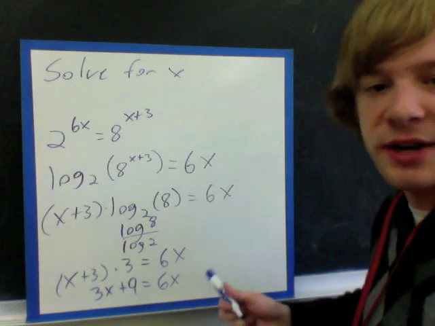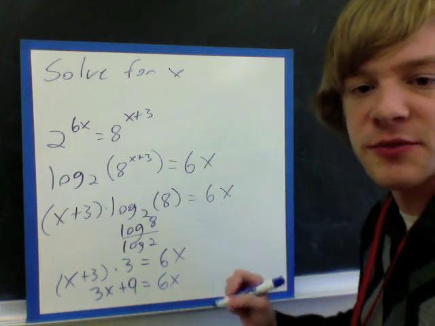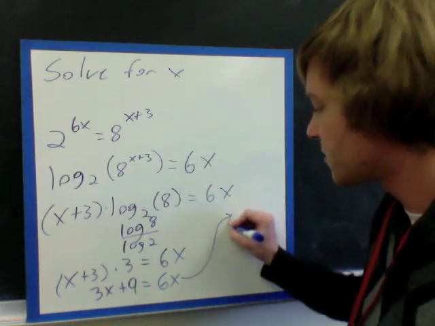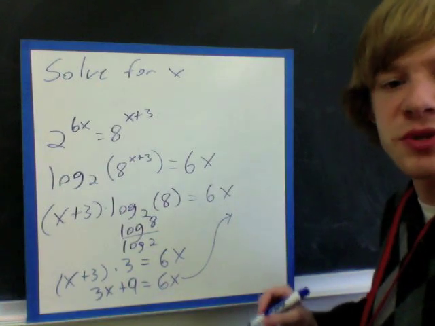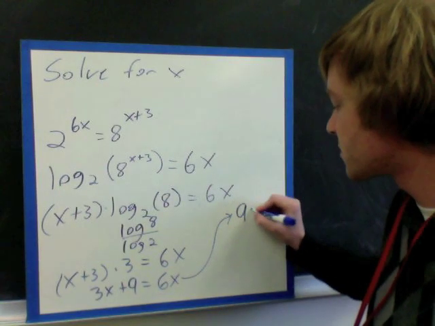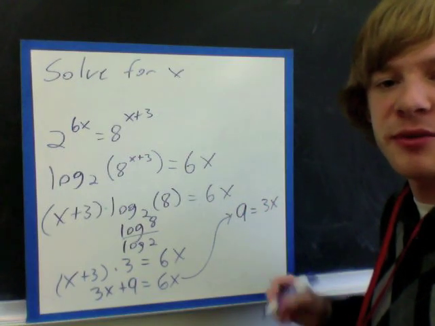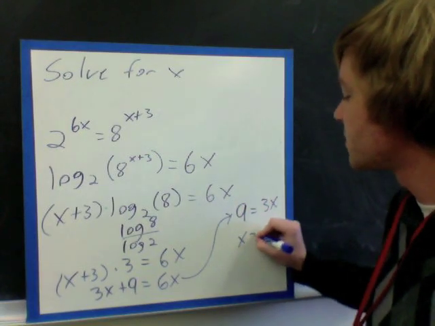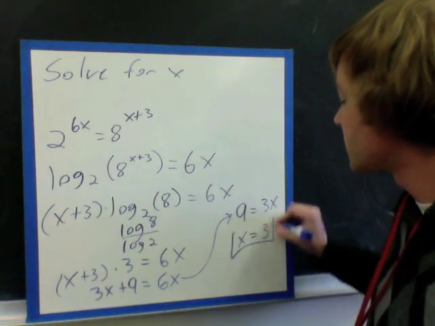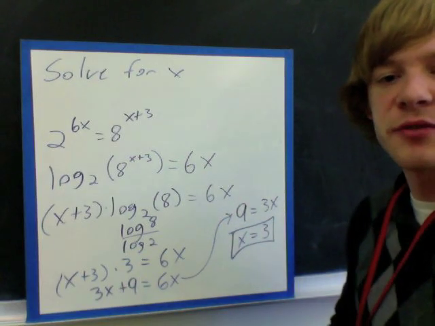And I'm going to subtract 3x from both sides. So this would give me 9 equals 3x. And then lastly, I'm going to divide by 3, and I get x equals 3 for my final answer.